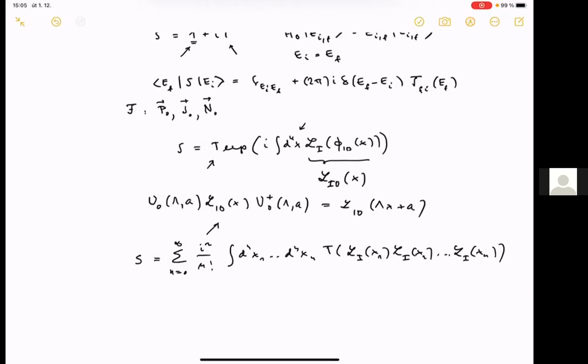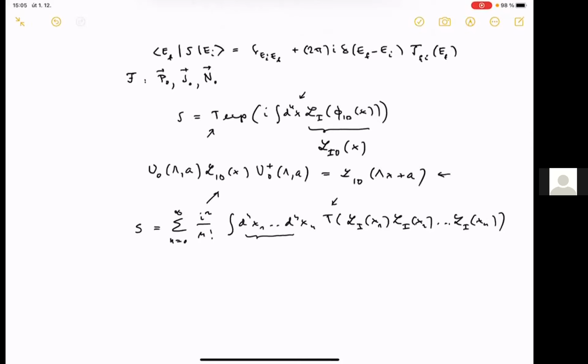Then, if there were no T product here, in fact, this formula, together with invariance of this product of the measures on the Minkowski space, would guarantee the invariance of the S matrix, in the sense that this U0 lambda a acting on this string of operators, inserting just unity between these operators in the form of U cross lambda a, would give just the transformation of this string of operators in transformed spacetime points.